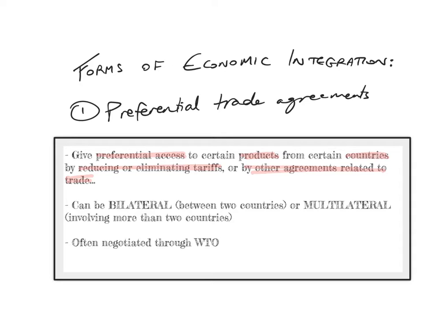The United States might sign a PTA, preferential trade agreement, with China that will reduce or eliminate tariffs on cars coming in from China, or maybe get rid of a quota on cars coming in from China. These agreements can be bilateral, meaning they involve two countries, or multilateral, meaning they involve more than two countries. And these agreements are often negotiated through the World Trade Organization. Okay, so that's the first and simplest form of economic integration, preferential trade agreements.